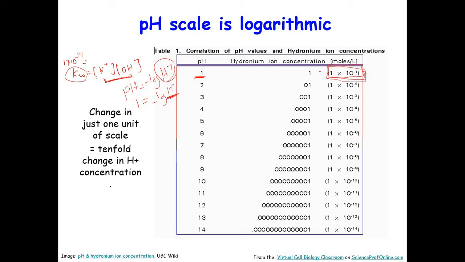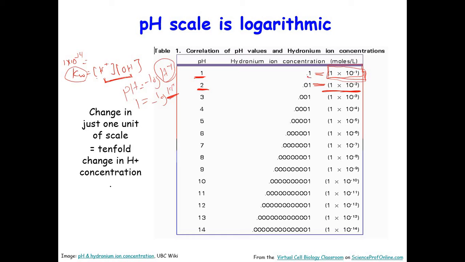This 1 times 10 to the minus 1 is the same as 0.1. So, if you change the pH to 2, you have 1 times 10 to the minus 2. The concentration now is 1 times 10 to the minus 2, or this is equal to 0.01. Now, take note of the change of the hydronium concentration.